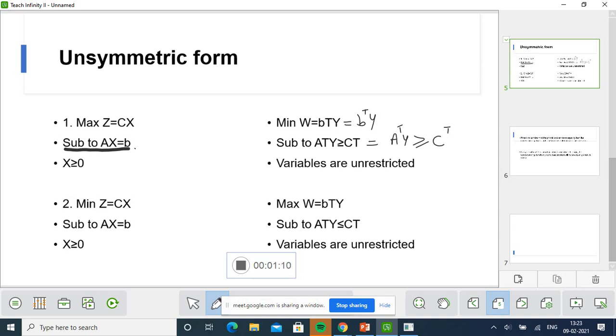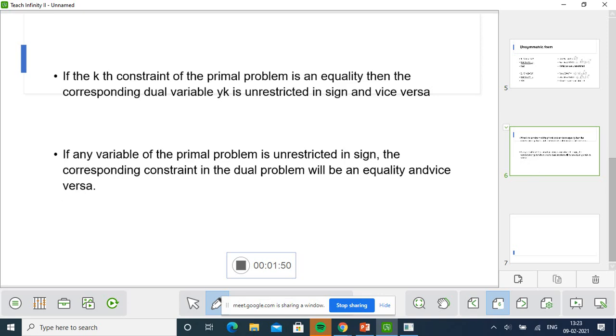Then, suppose it's a minimization problem, the dual becomes maximization. So this is the same as W equal to B transpose Y, subject to the conditions A transpose Y less than or equal to C transpose. So whenever you have an equality, the variables will become unrestricted in the dual, and the inequality will become either less than or greater than depending upon whether it is maximization or minimization. So that's what is written here.